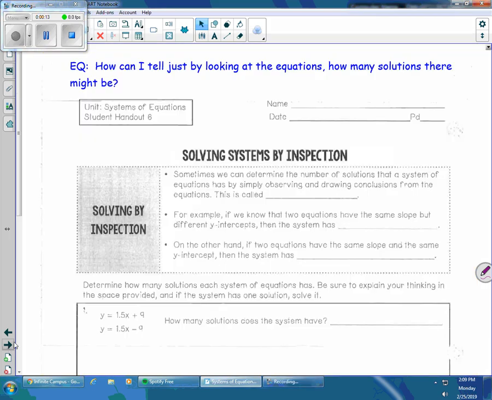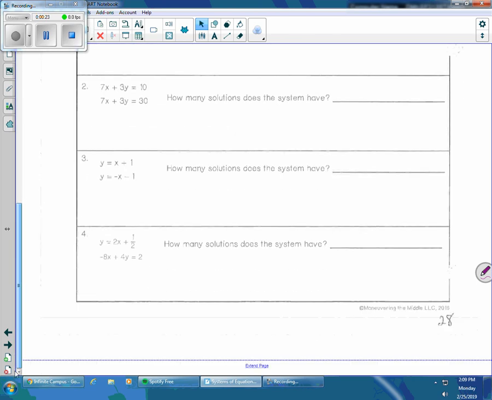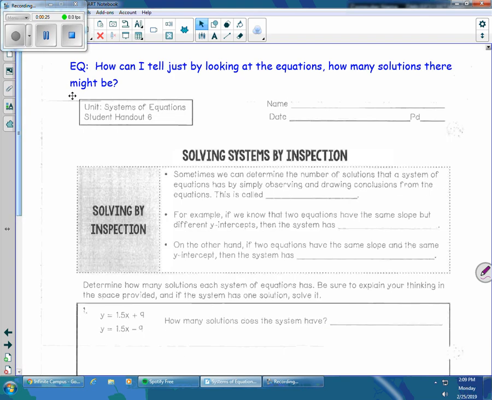If you would please open your packet to the page that looks like this in the top left-hand corner. We've got Systems of Equations, student handout number 6. I think we're on page 28 or about page 28. And please add the essential question at the top: How can I tell just by looking at the equations how many solutions there might be?